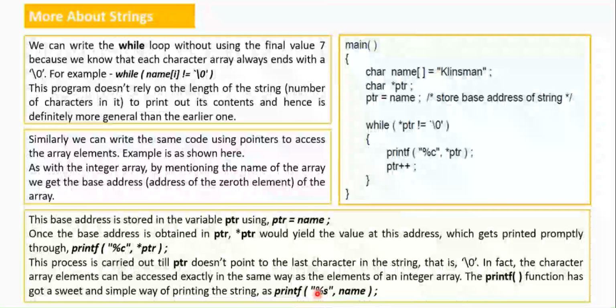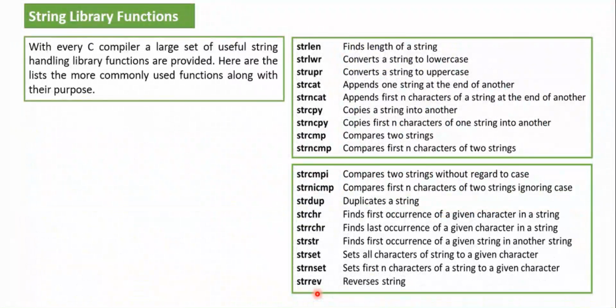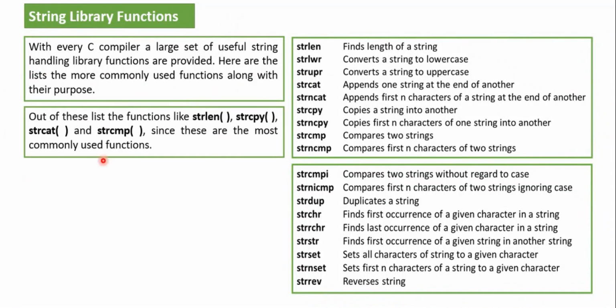Now we have the library functions for strings. With every C compiler, a large set of useful string handling library functions is provided. Here is the list of the more commonly used functions along with their purpose. Out of this list, functions like strlen, strcpy, strcat and strcmp are the most commonly used. So let's discuss them one by one.